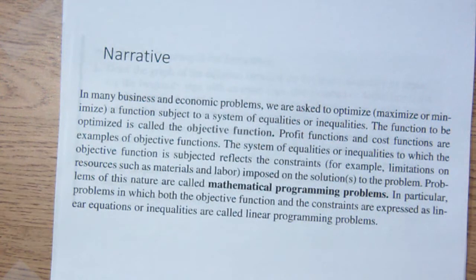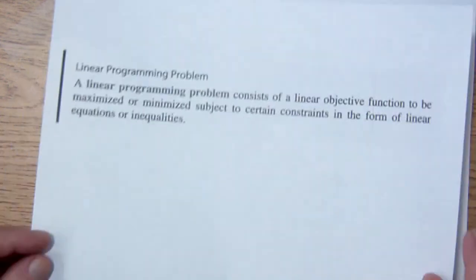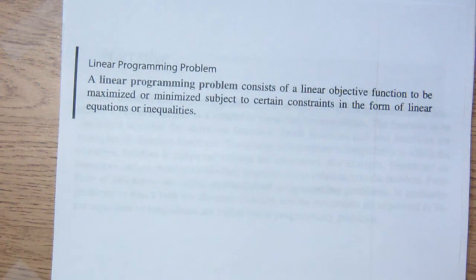Problems of this nature are called mathematical programming problems, in particular if both the objective function and the constraints are linear equations or inequalities, it's called a linear programming problem. And this says that as well, that if the linear objective function is subject to some linear constraints, it's called a linear programming problem. And that's what we're talking about.